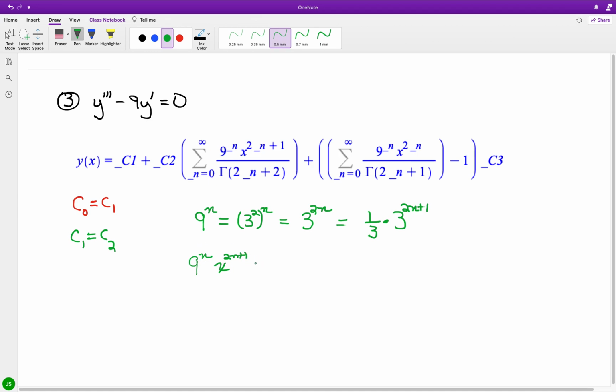You get from 9 to the n, so we have 1/3 times 3 to the 2n plus 1, and times x to the 2n plus 1. And if I cluster together the bases, 3 and x, we have 1/3 of 3x raised to the 2n plus 1. And for the gamma function, now we have the gamma of 2n plus 2.